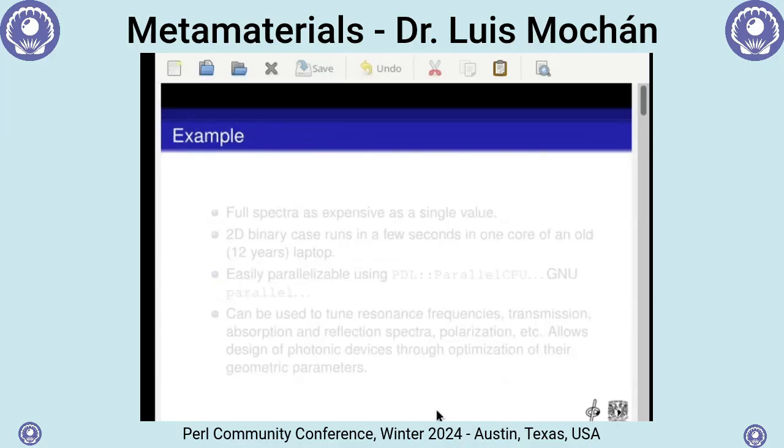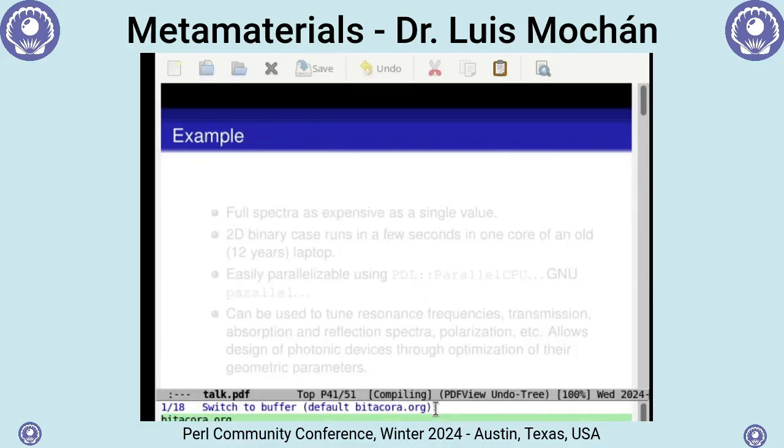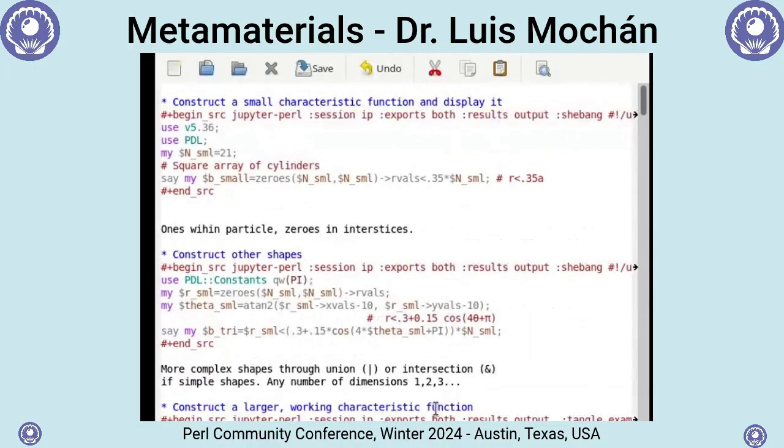So let me give you an example of how this works. I hope the example works. So first, one has to define the characteristic function. Now I'm using PDL, the Perl Data Language, and I will construct a small characteristic function. So I use this function zeros with some given number n small, which I took as 21. So this line here gives me an array of 21 times 21 zeros.